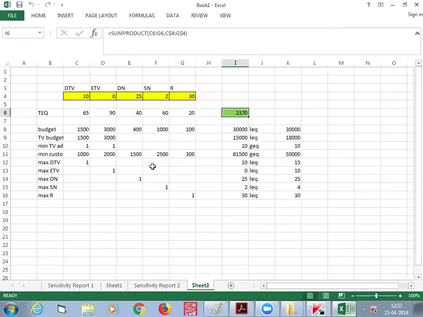So what is our solution? Well, we should go for 10 DTV ads, 0 ETV ads, 25 daily newspaper ads, 2 Sunday newspaper ads, and 30 radio ads. We've used up all the budget. We've not used up the TV budget. Our total exposure quality is 2370. We've met the requirement of 10 TV ads. We've exceeded the customer reach by 11,500 more. We're not using up all the TV ads, both of them. We're using up all daily newspaper and radio ads.